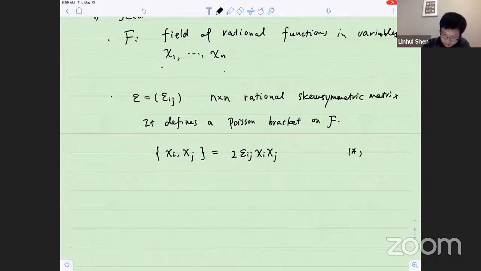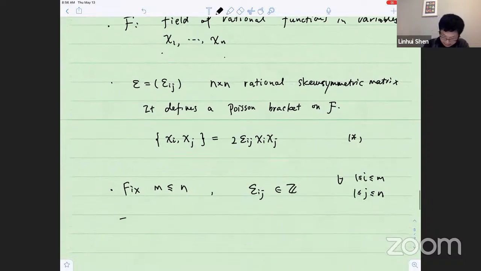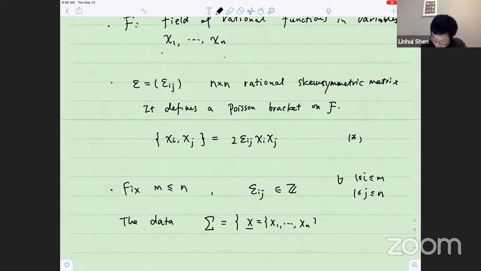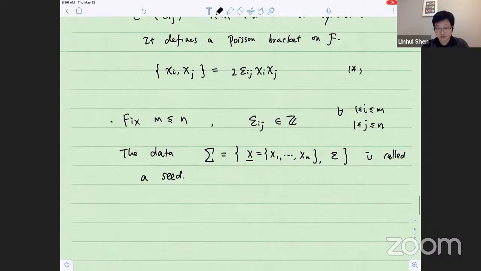So now we also need one extra condition. If we fix m, which is less or equal to n, we have to impose another condition that epsilon ij are integers for any i between one and n, j between one and m. So the data, this sigma together with this set of variables, X1 until Xn, and this epsilon, this is called a seed. Locally, this is just some set of variables together with a Poisson structure of this format.